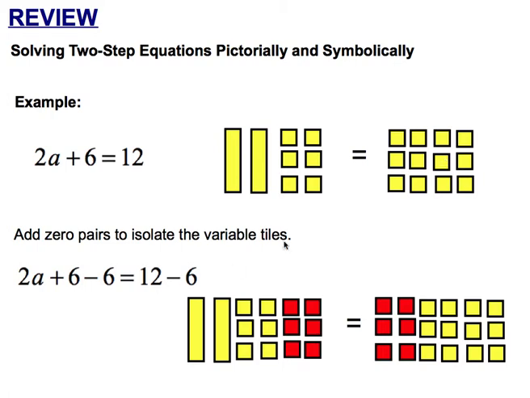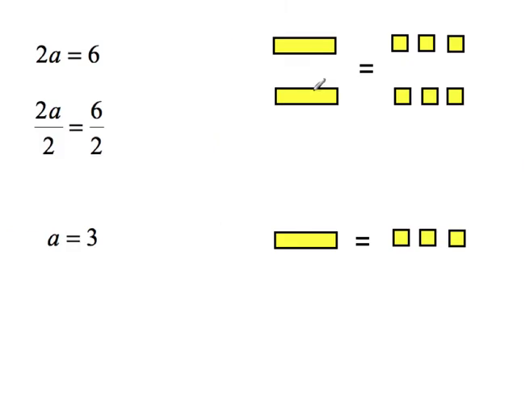Once again, the whole idea is to get one of these variable tiles by itself on either side of our equation. So the way that we do that is, let's get rid of our 6 unit tiles. So we zero out our 6 yellow with 6 red. Whatever I do to one side, I must do to the other. So really, I'm adding 6 negatives or subtracting 6 from both sides. So we zero these ones out, and we can zero these ones out. And you'll see that we now have 2a's is equal to 6.